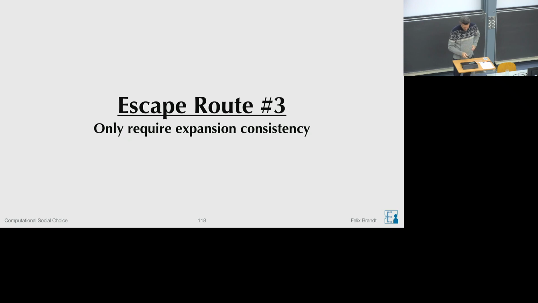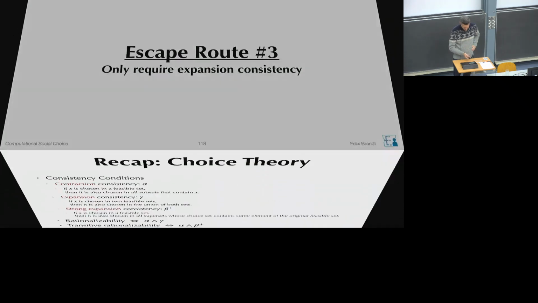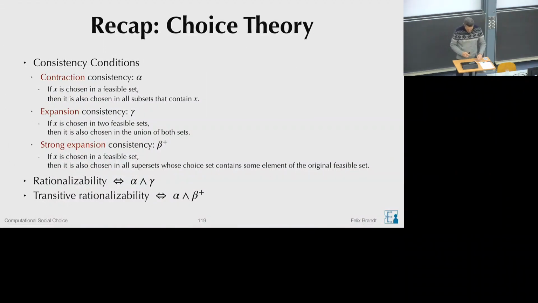Okay, so here's this recap. So we had alpha, which is the strongest contraction consistency condition. Maybe let me try to draw little figures here for each of these conditions just to make sure that we're all on the same page.